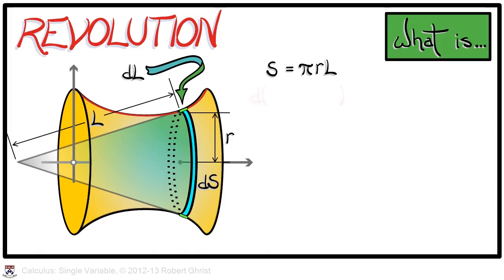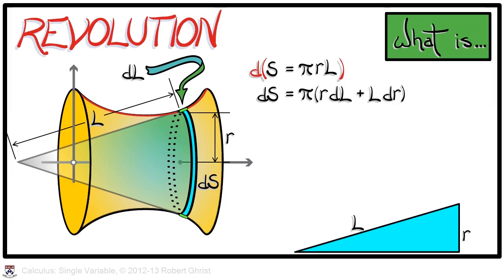But how do we get dS? Well, of course, we apply the differentiation operator. And we see that dS is, in fact, pi times, through the product rule, r dL plus L dr. Now, dL, we know that's the arc length element. What do we do with dr?